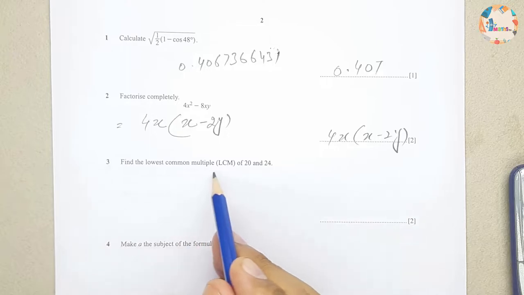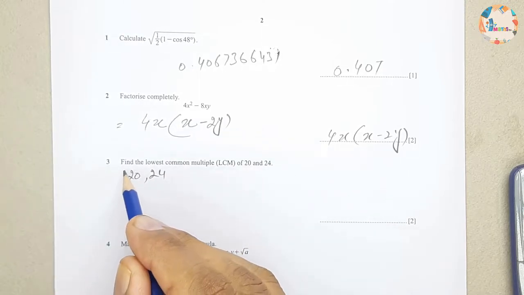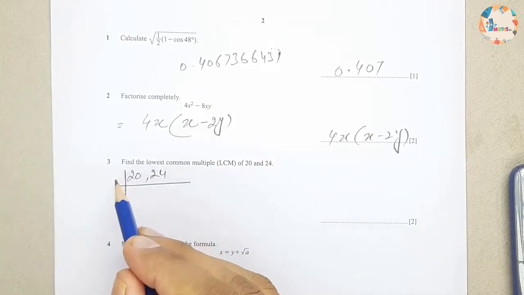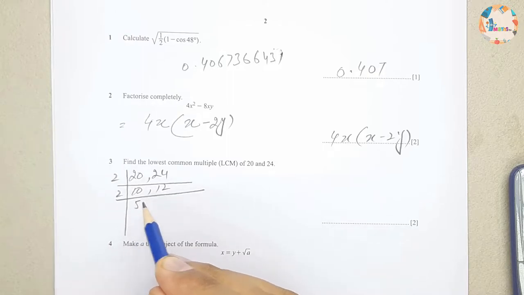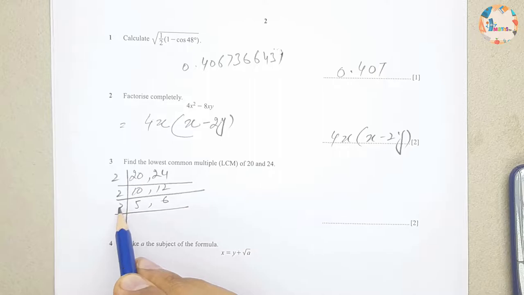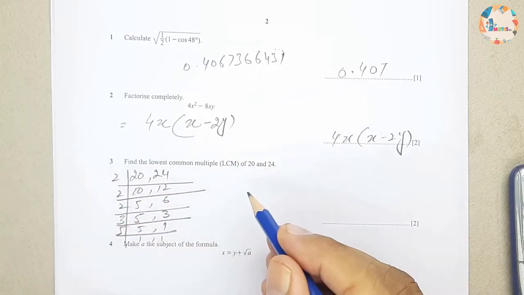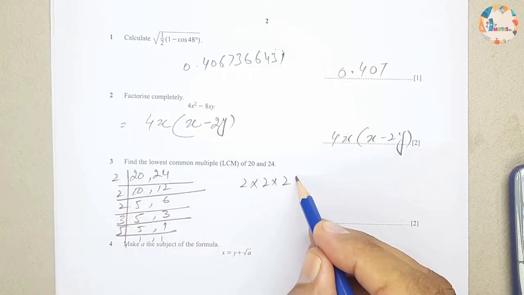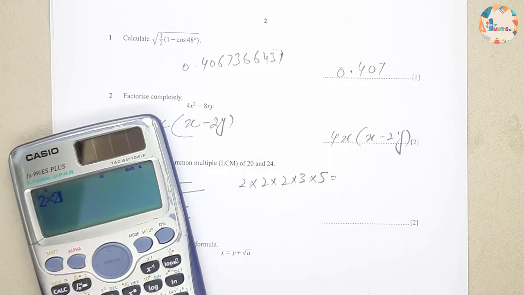Then question number 3, find the lowest common multiple, LCM, of 20 and 24. We will use the division method. Dividing by 2, this will be 10 and 12. Again by 2, this will be 5 and 6. Then again by 2, 5 as it is, and 3. Then by 3, this will be 5 and 1. And next by 5, this will be 1 and 1. Now we will multiply 2 into 2 into 2, three times, into 3 into 5, and this will be equal to 120. So our answer will be 120.